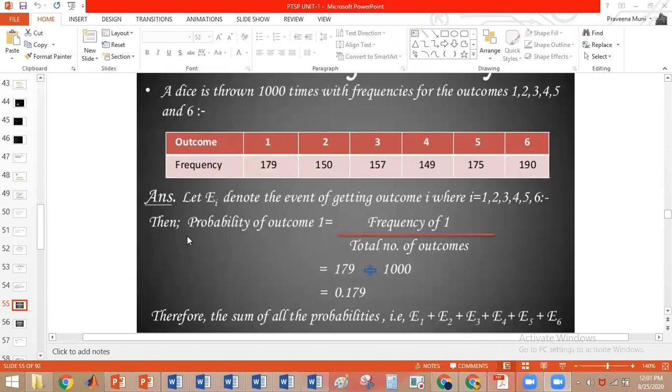Then let EI denote the event of getting outcome I, where I will be 1, 2, 3, 4, 5, 6. What are the different outcomes we have? 1, 2, 3, 4, 5, 6.